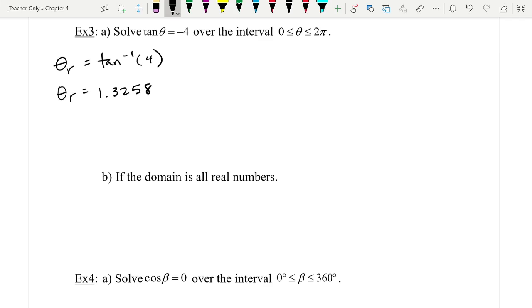Okay, so now, where is tangent negative? Tangent is negative in quadrants 2 and 4, right? C, A, S, T. So 2 and 4. So I have a 1.3 reference angle here and a 1.3 reference angle there. That should be a straighter line than that. And I would like to know this answer here. So that would be pi minus that.